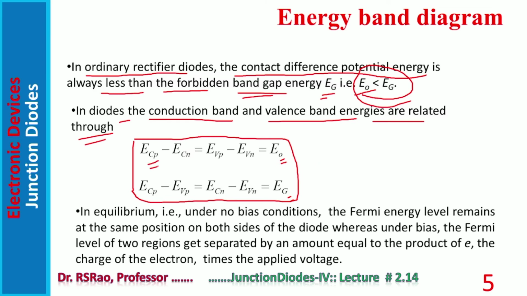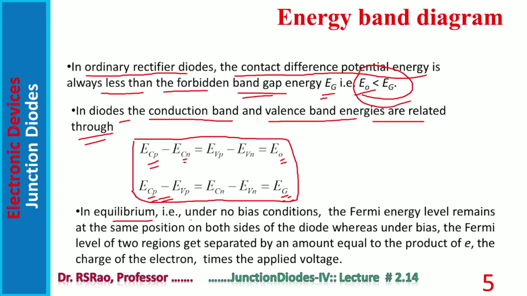ECP is the conduction band energy level on the P side. The second one is the energy level of the conduction band on the N side. The difference is equal to E naught. The same or similar is the case with the difference between EVP and EVN. Similarly, ECP means energy of conduction band on P side, EVP means energy of valence band on P side. The difference is equal to Eg, the band gap energy.